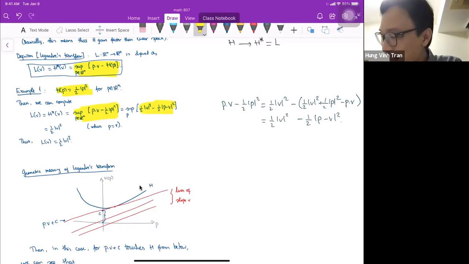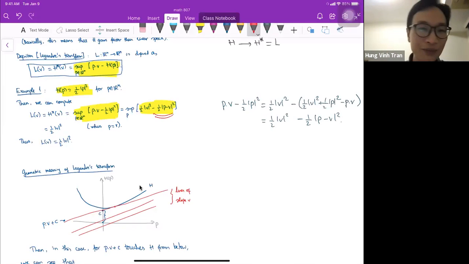All right. So this equals this value, and you are taking the maximum over P. You're subtracting a square here, and you would like to make this square equal to 0. So you see that L of V is 1/2 of V square, and the equality happens when P equals V. All right. So we have computed the Lagrangian.